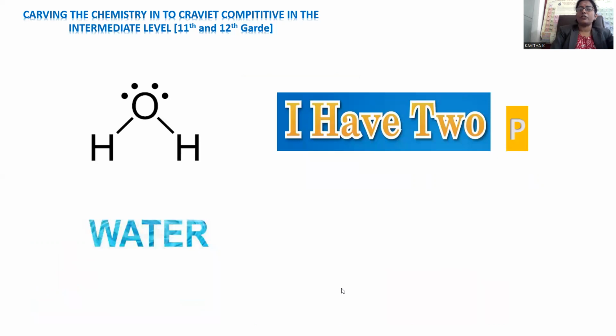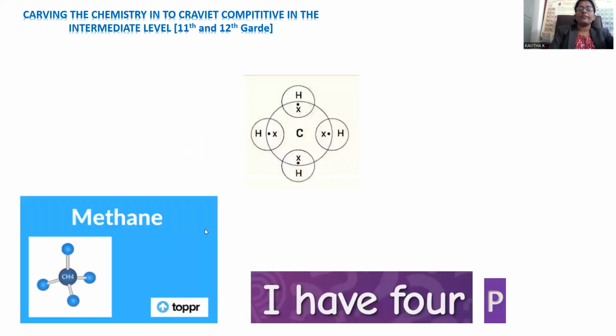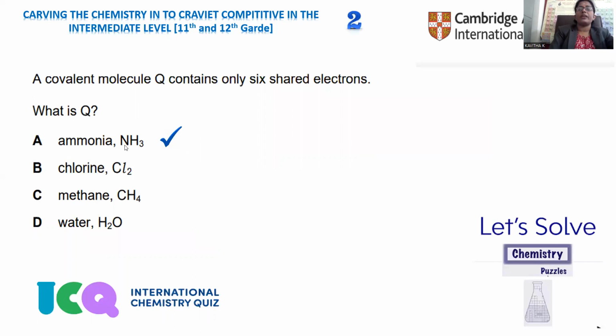Move on to the last molecule, called water. It's a bent molecule. Again, oxygen is sp3 hybridized, where two covalently bonded hydrogens are present over here. So we can say 4 shared electrons are present and 2 lone pairs of electrons are also present. 2 lone pairs are available over here. This is about water. Among all the given options, the correct one is ammonia, where 3 covalent bonds are accompanied by 6 shared electrons.